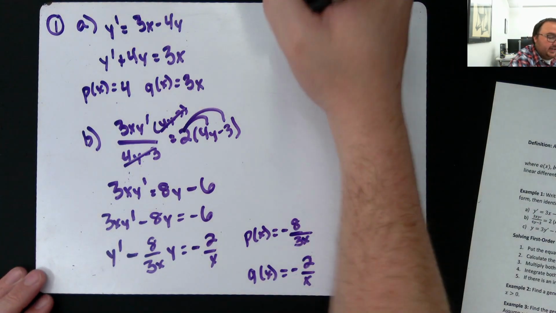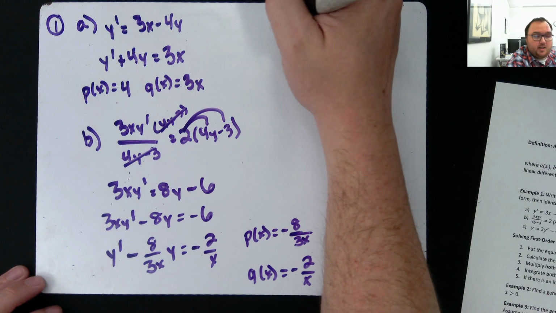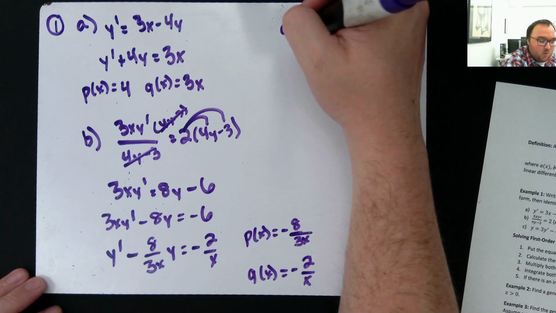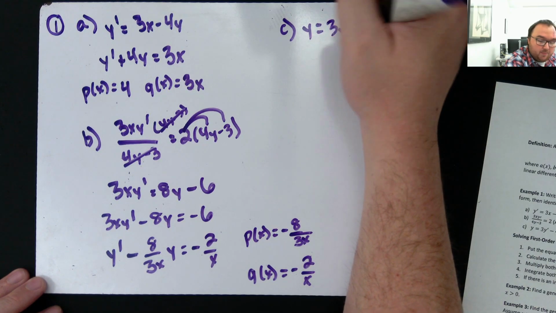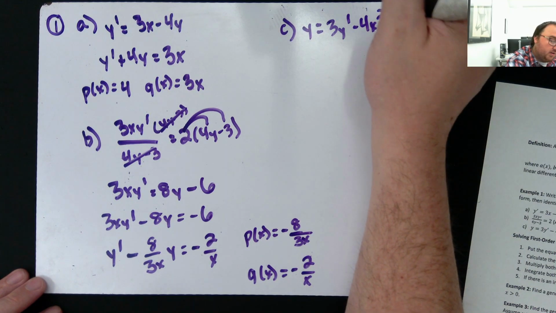Lastly, example letter C, the third one, is y equals 3y prime minus 4x squared plus 5.